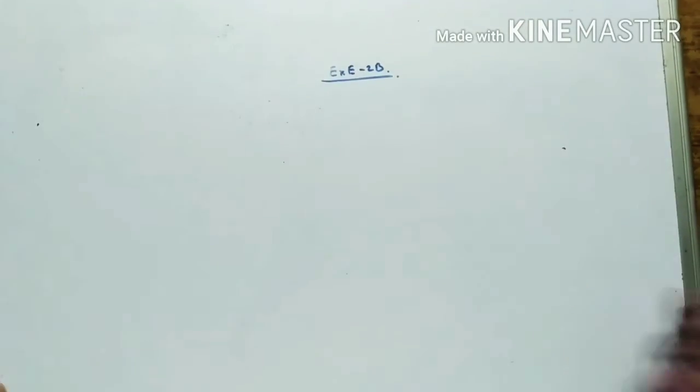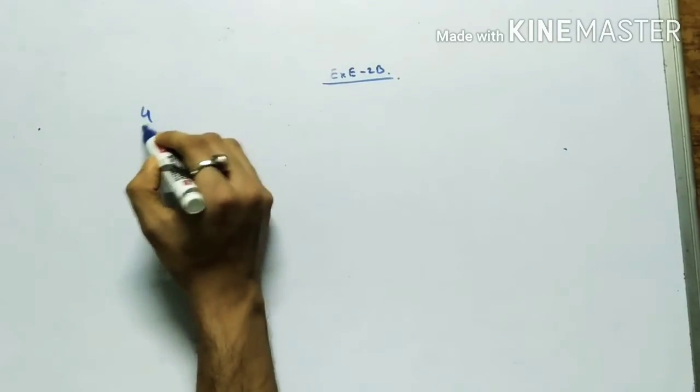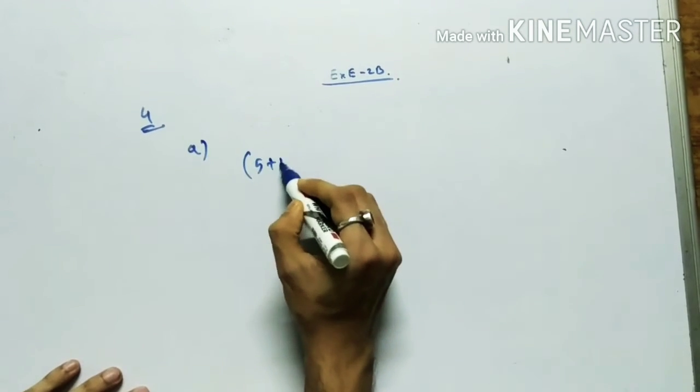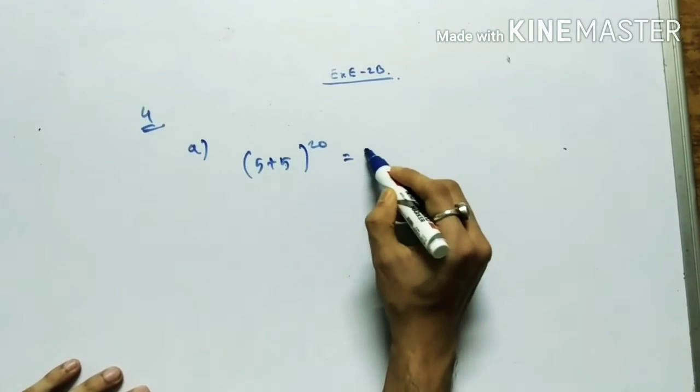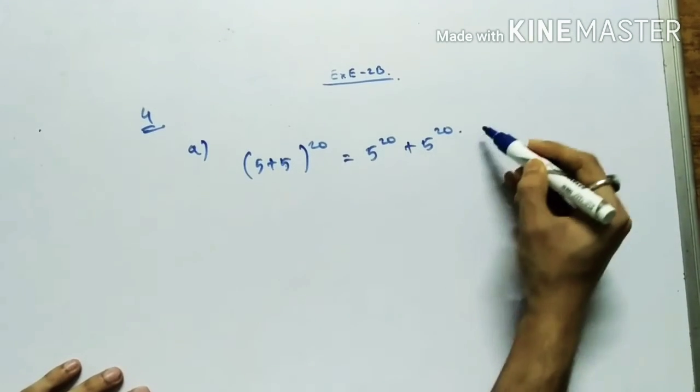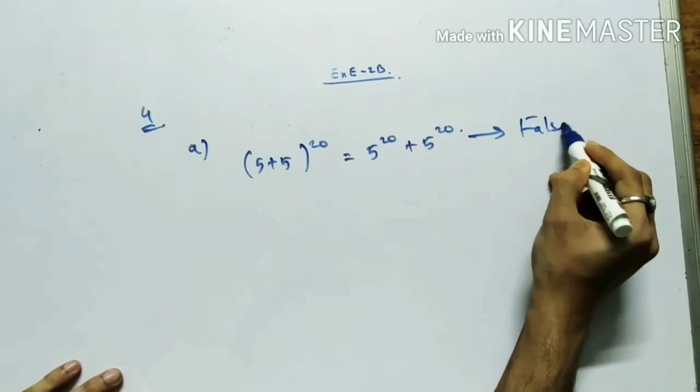The rest of the problems you try to do by yourself. Type 3, the rest of the problems you try to do by yourself. I am going to type 4, state true or false. 5 plus 5 to the whole power 20 equals 5 to the power 20 plus 5 to the power 20. This is false.